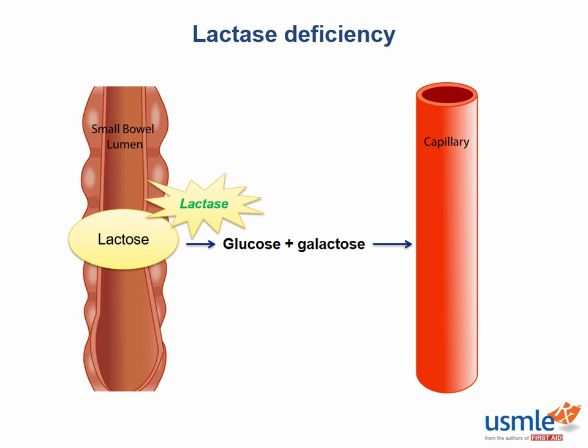A deficiency in this enzyme can either be primary or secondary. A primary deficiency is due to aging and losing expression of the lactase allele, usually seen in people of Asian, African, or Native American descent. Lactase deficiency can also be secondary, which is usually transient following a bout of gastroenteritis or from an autoimmune disease.